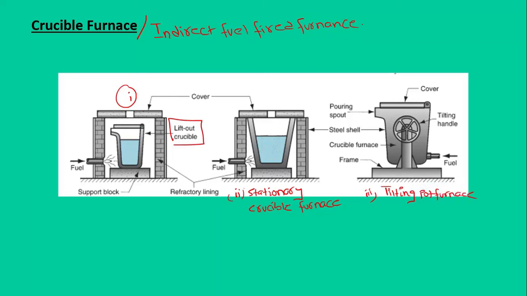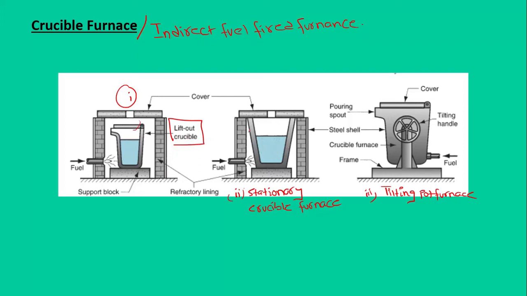So in the lift out crucible furnace, the crucible is placed in a furnace and heated sufficiently to melt the charge. So we have a crucible here, and this crucible as a whole is placed within the furnace where it is heated until we have the molten material, and then this crucible is lifted out using the crane. That's what's called a lift out crucible furnace. We lift out the crucible.